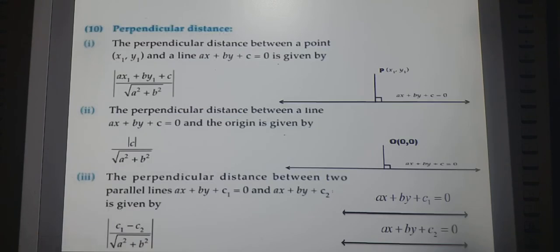Then next, the perpendicular distance between two parallel lines. First line is ax plus by plus c1 equals to 0, and second line is ax plus by plus c2 equals to 0. We already discussed how to identify whether the given lines are parallel or not. When x y terms are same and their coefficients are same, then that lines are parallel. So while calculating the distance between two parallel lines, we have to use this formula, mod of c1 minus c2 upon under root a square plus b square.